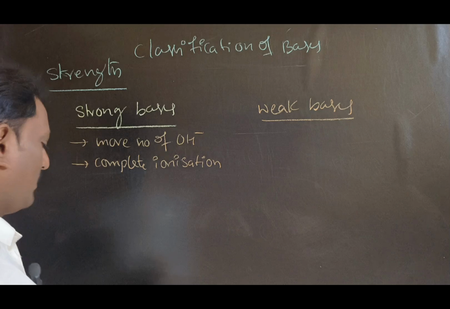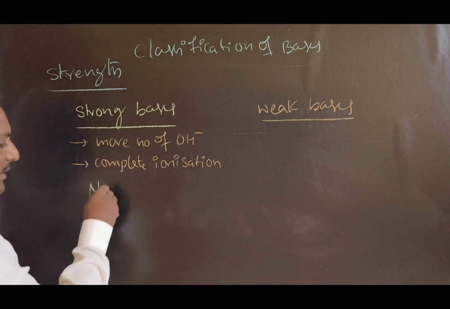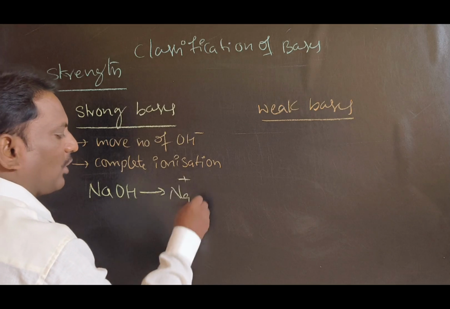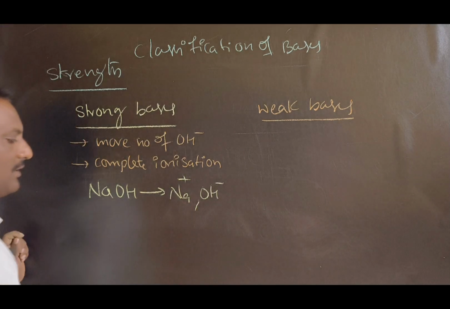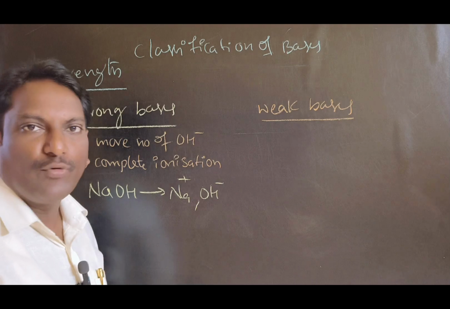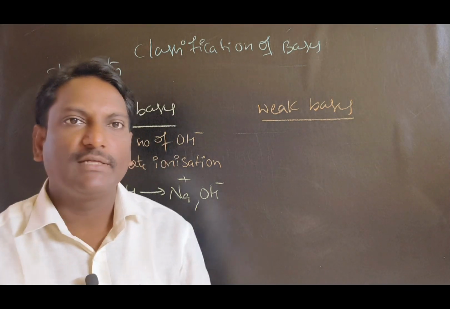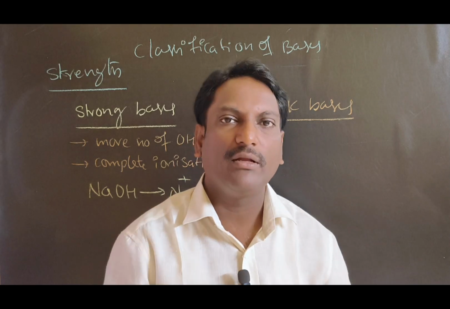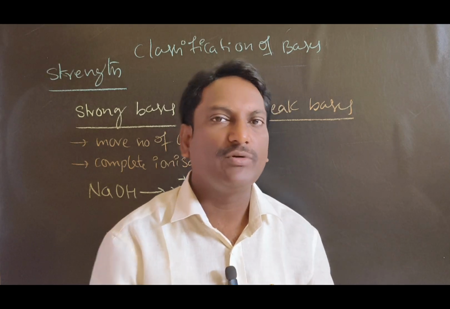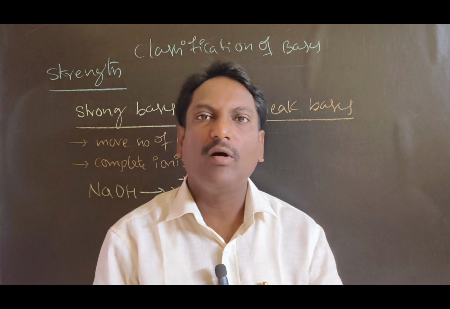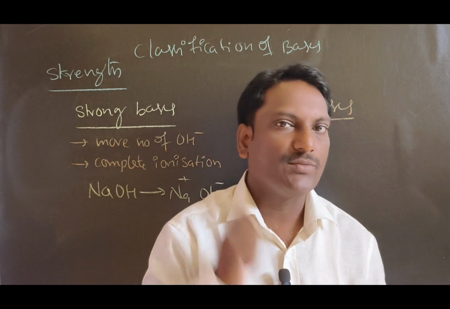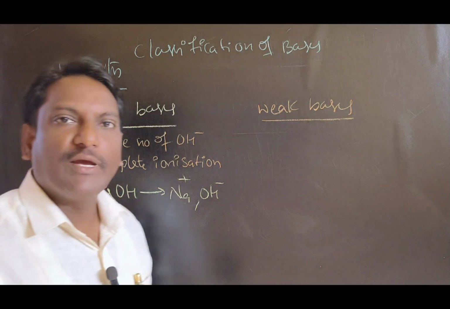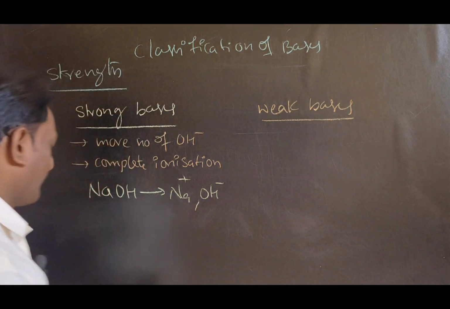Called strong base. Example, sodium hydroxide, it gives Na plus along with OH minus ion, ready to produce more number of OH minus ions. For example, let us assume if you add 10 molecules of sodium hydroxide in water, all the molecules are split up into ions. The ions never come back because it's an irreversible reaction. So that's why more number of OH minus ions are available in the beaker.